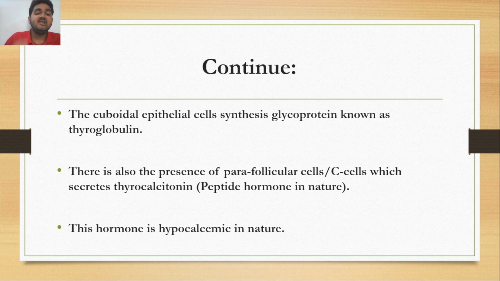Now what is the nature of our thyrocalcitonin? This hormone is hypocalcemic in nature. Hypocalcemic means that this hormone reduces the level of calcium inside our human body, and this hormone, my dear friend, is produced by our parafollicular cells. But we need to focus on our follicular cells because we need to synthesize our T3 and T4.